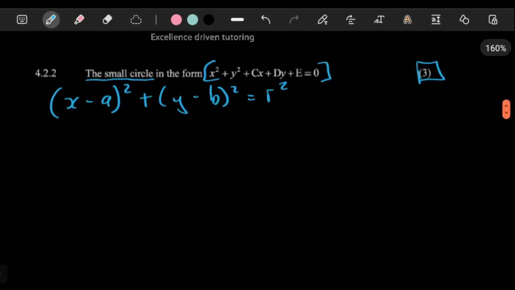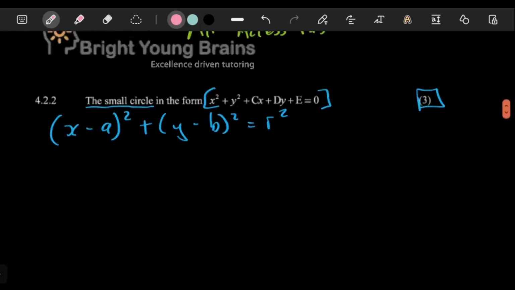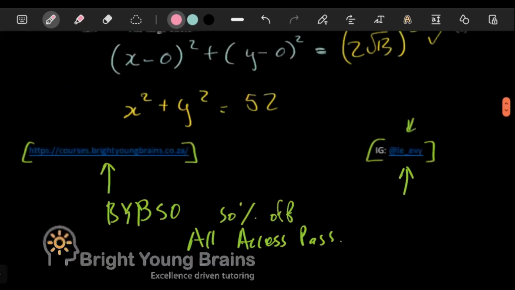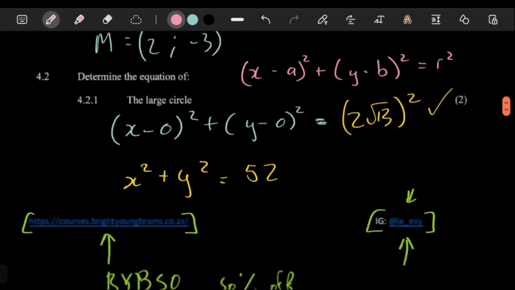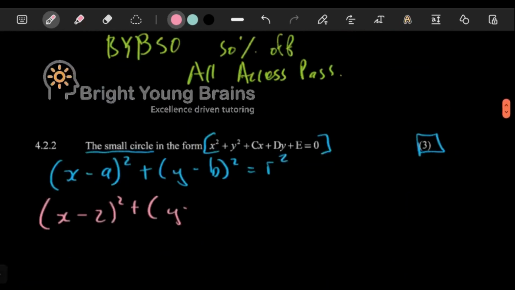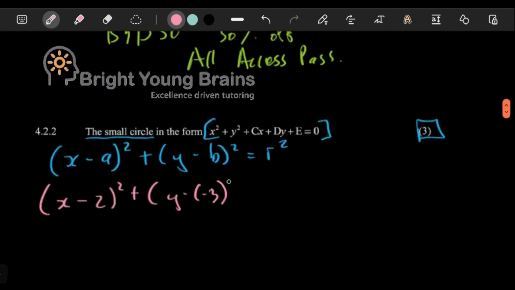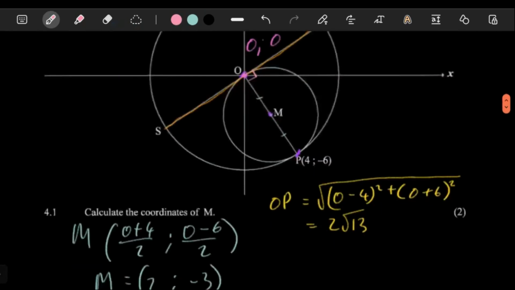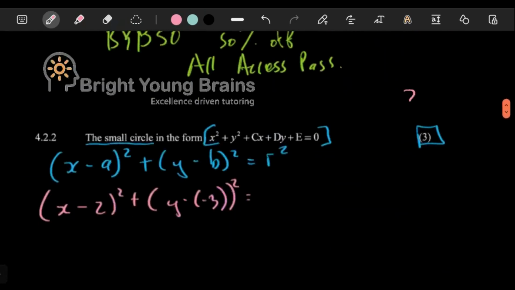But anyways, you're going to start with this format, and then eventually multiply out stuff. So for the small circle, luckily we know what the center is. The center is just this coordinate. So 2, you're going to throw it here, and for the center, you're going to throw it over there, -3. The radius is going to be half of OP, remember. So OP, we have it. Half of that is going to be square root of 13, because 2 square root of 13 divided by 2 is square root of 13. This is what the radius is.